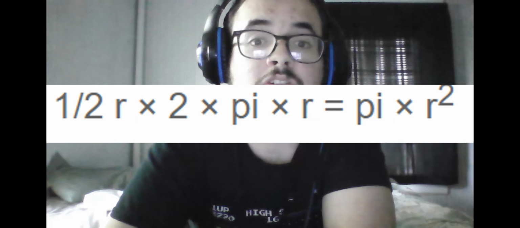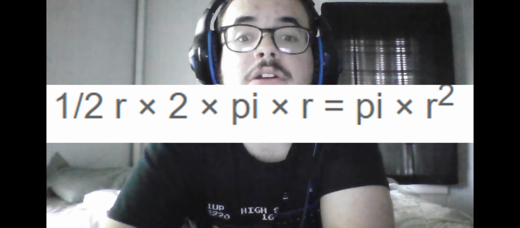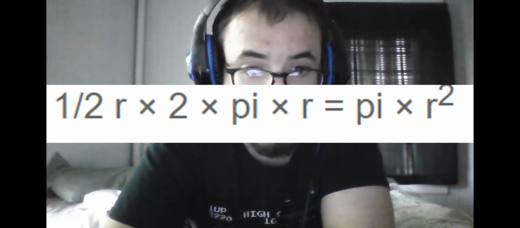times 2 cancels out and you get 1. And r times r is r squared. So our area is proven: pi r squared.